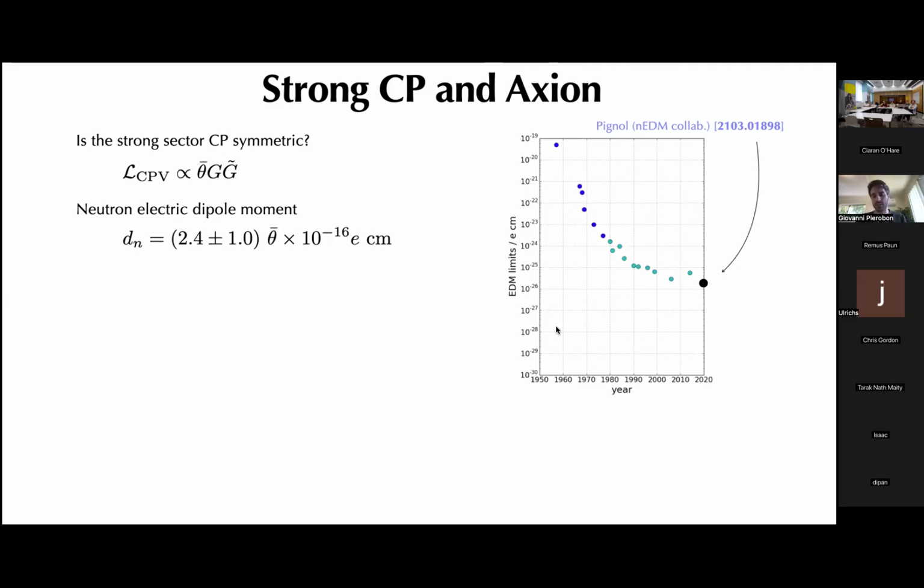We look at the experiments. Indeed, as you can see in this plot, as a function of time, the experiments have gotten better and better at measuring this quantity, and so far we have no evidence for a detection. The last point here is a measurement from just five years ago. We have a very strong bound on this EDM of around 10 to the minus 26 e times centimeter, which bounds theta bar to be smaller than 10 to the minus 10. So this is very puzzling. This is odd because, as I mentioned before, theta bar should be a fundamental parameter of the theory of the standard model and could take any value from 0 to 2 pi, and there's no reason for us to imagine that it would take such a small value.